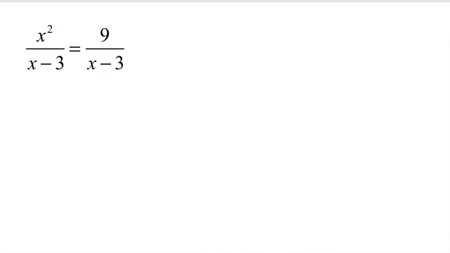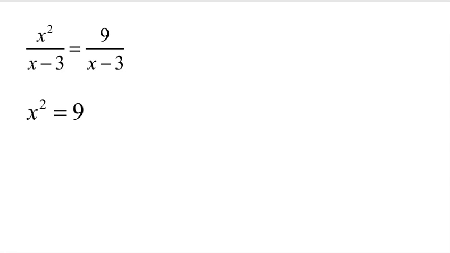All right, my next question is x squared over x minus 3 equals 9 over x minus 3, a rational equation. The two denominators are equal. The two fractions are equal. Therefore, the numerators, the tops, have to be equal. So x squared has to equal 9.